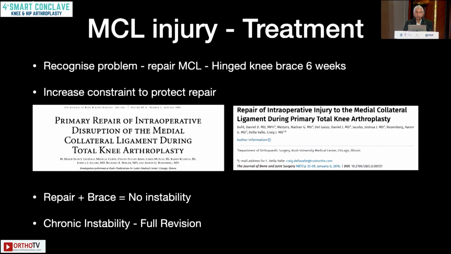It has been also written in the literature that when you do a primary repair, either at the time of index surgery or even post knee replacement, when you recognize MCL injury or tear, which happens immediately post or within the first few weeks, you can go ahead and repair with brace at least 6 weeks or maybe up to 8 weeks. And there's no instability. But of course, if it's a chronic instability, then there's a full revision required and just not the repair and reconstruction.